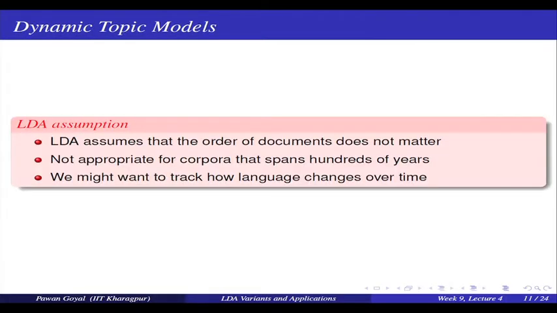Now, this was one assumption that we can model. Let us take another assumption: how do topics change over time? Right now, what we are assuming is a static corpus in which there are the same set of topics over time, and by the same topic I mean the distribution of words in the topic is also the same over time.